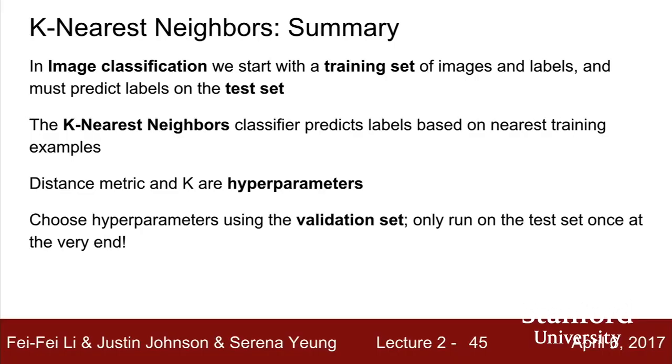So the summary is that we're using k-nearest neighbor to introduce this idea of image classification. We have a training set of images and labels, and then we use that to predict these labels on the test set. Question?